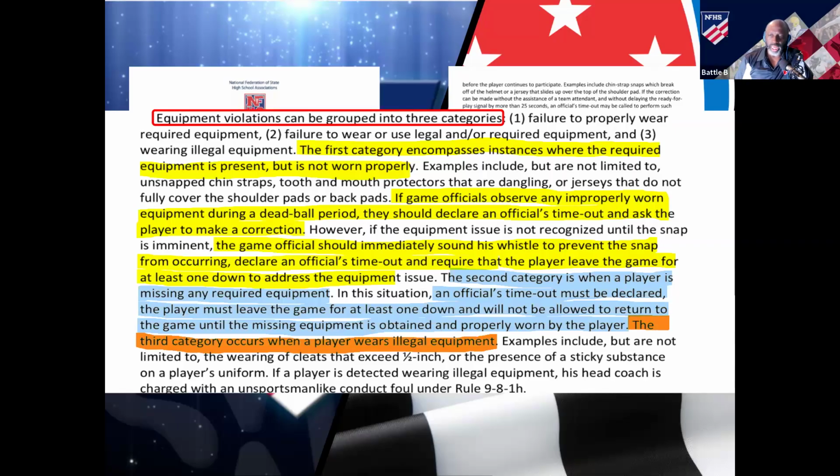The third category is when a player wears illegal equipment. If a player is detected wearing illegal equipment, the head coach is charged with an unsportsmanlike conduct foul under Rule 9-8-1-h. So it's not 9-9 anymore, it's Rule 9-8-1-h. And yes, this is the only one that a coach will be charged with an unsportsmanlike conduct foul, when they're detected wearing illegal equipment, not for having missing equipment or not wearing it properly. Again, they changed it because of officials being reluctant, and so it's good to know. So it's no longer a foul, sort of.